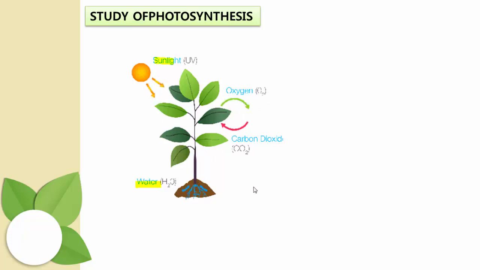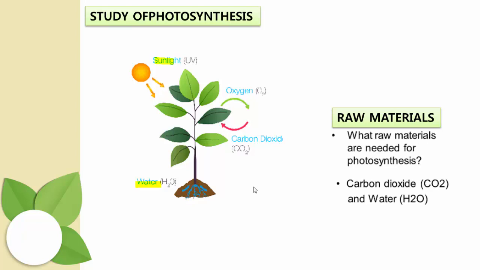Whatever material we get from the plant, whether it is vegetable, fruit, grain, or pulse, every product of the plant is the product of photosynthesis, and they contain the carbohydrate. And here are the raw materials for photosynthesis. What raw materials are needed for photosynthesis? To carry out the photosynthesis, which raw materials are required?